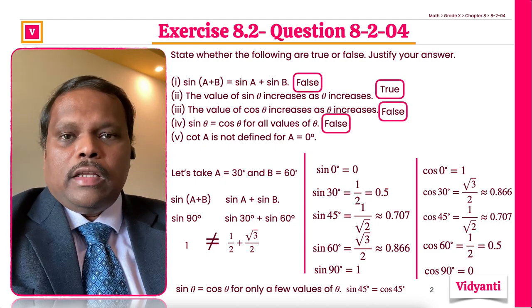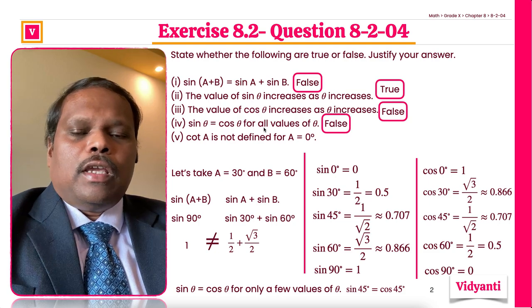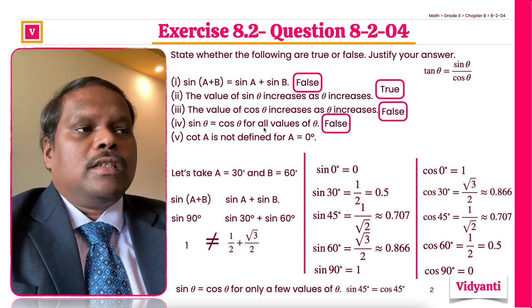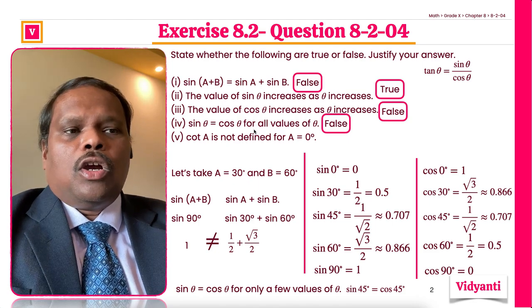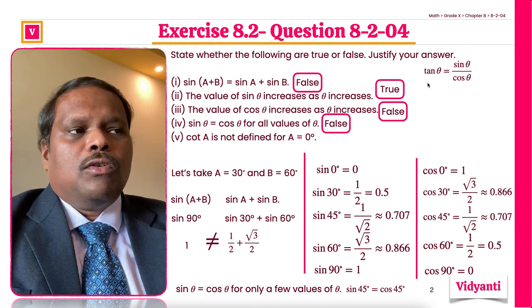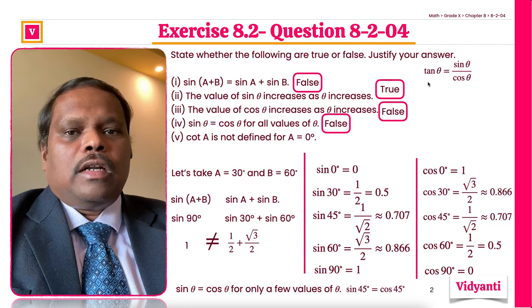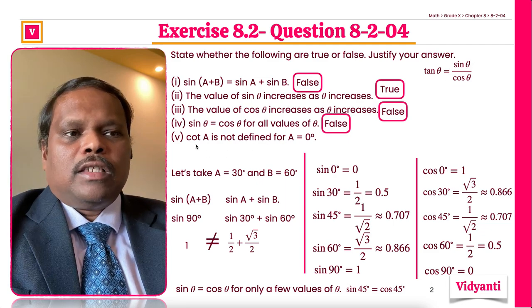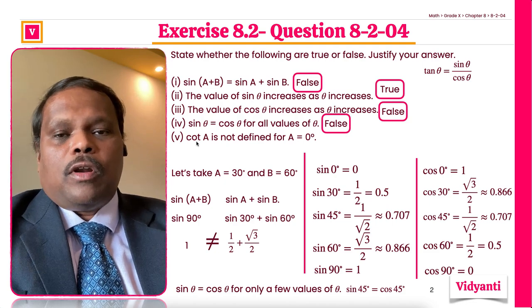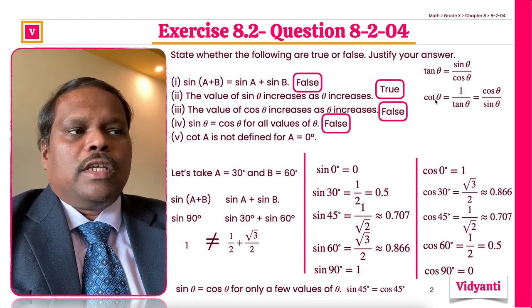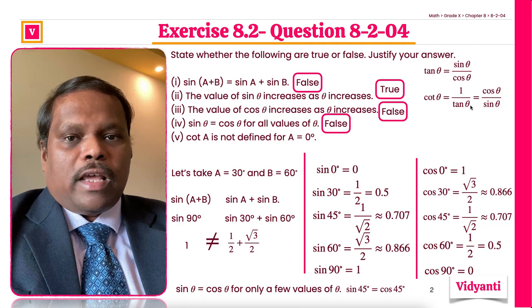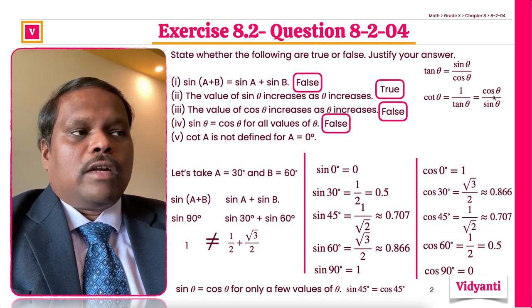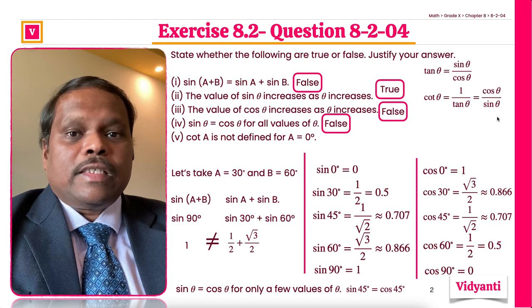And cot A is not defined for A equal to 0 degrees. This one, let's see from the fundamental definition. Instead of taking cot, I will first go for the tan. Tan is actually sine over cos. And since we know cot is the reciprocal of tan, cot of theta is 1 over tan theta. All I have to do is flip the numerator with the denominator. So that would be cosine theta divided by sine theta.